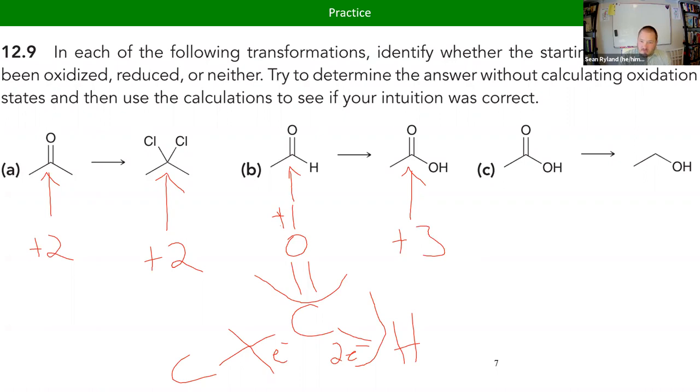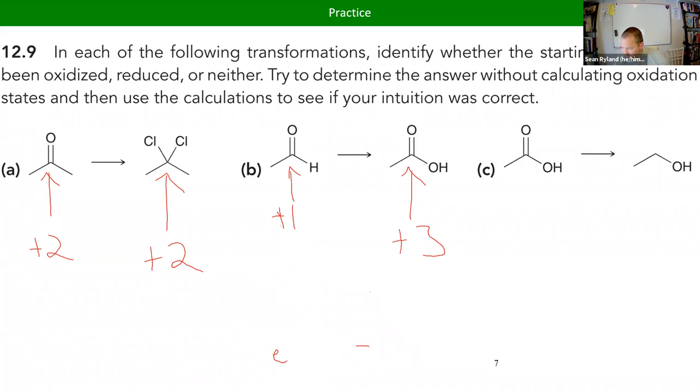We took away that carbon-hydrogen bond and replaced it with a carbon-oxygen bond. And so now, instead of carbon being able to control those two electrons, the new oxygen that we just added is going to control those. So if we go from a plus one to a plus three, the carbon was oxidized or reduced? We added an oxygen, right? Oxidized, yeah.